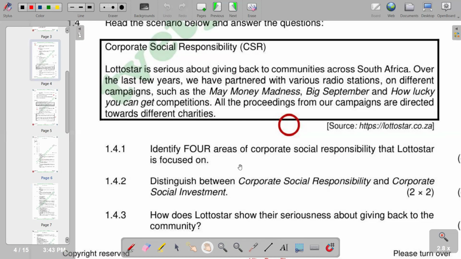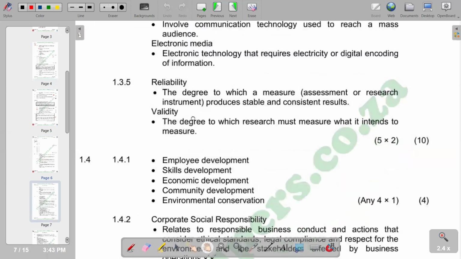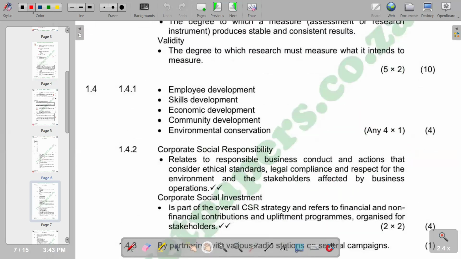So we are looking at areas of corporate social responsibility that a business should focus on. In terms of that, I would say we can include issues like economic development and environmental conservation. You can include community development. Those are also mentioned in our answer section, as we are talking about employee development as one of them. We look at skills development, economic development, community development, and environmental conservation. So basically, this is 1.4.1.